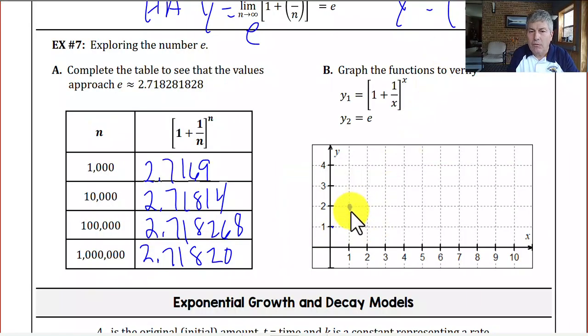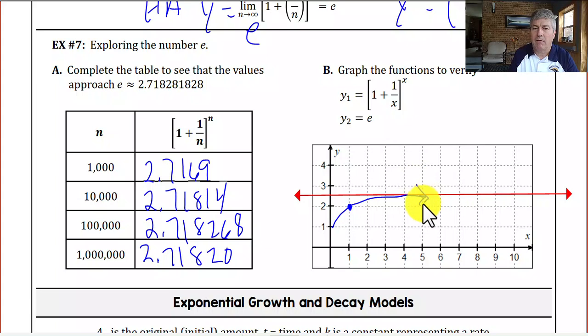So in graphing, I know that I'm going to go through the point 1, 2, because when I put 1 in for x, I'm going to get 1 plus 1 all raised to the 1, so that'd be 2. And x can't be 0, so I'm going to snuggle right up here to the 1, and my graph will look something like that.